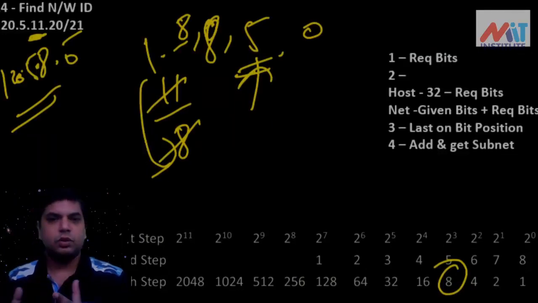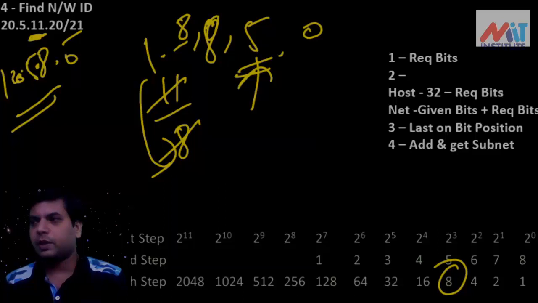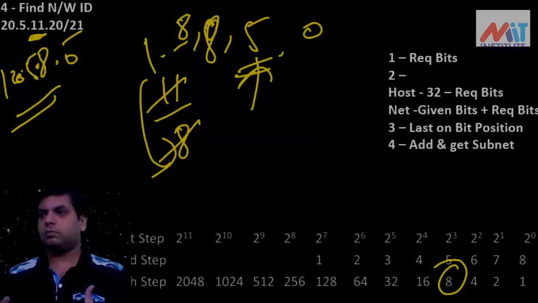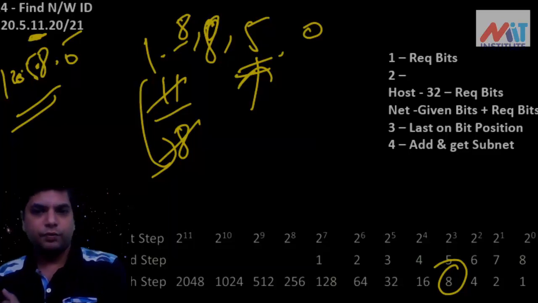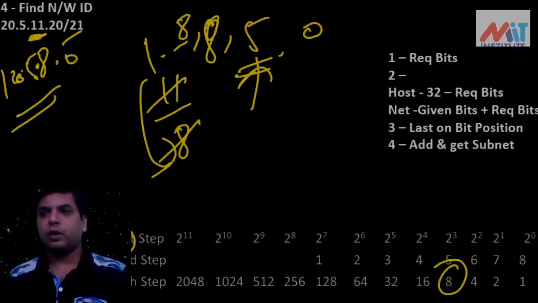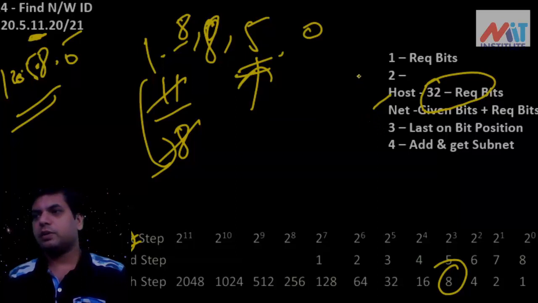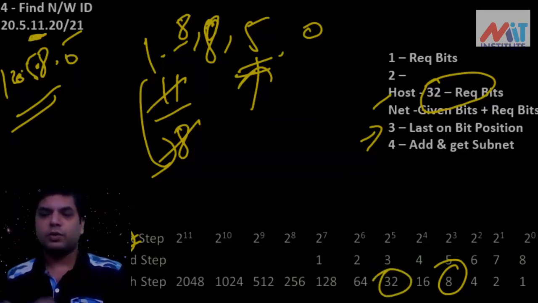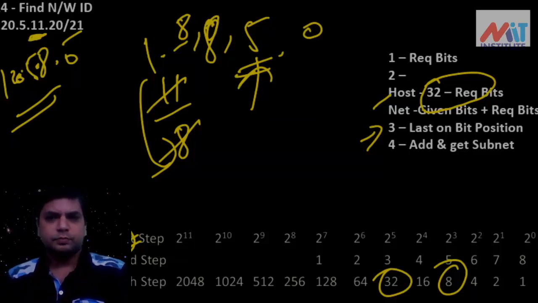So that's how you can solve subnetting. Now I hope you understood what we are doing. First of all, we find the required bits, then for the required hosts we subtract that from 32, and for the given subnet mask or CIDR value we calculate where we have the last on bit. The position of the last on bit tells us how much we need to add and in which octet. Okay, so that's a simple process.